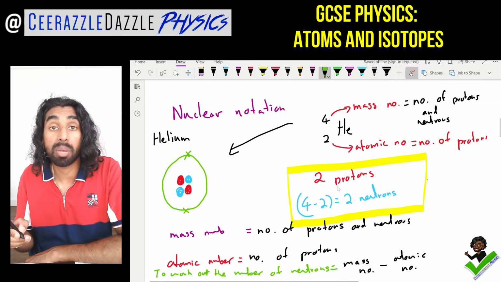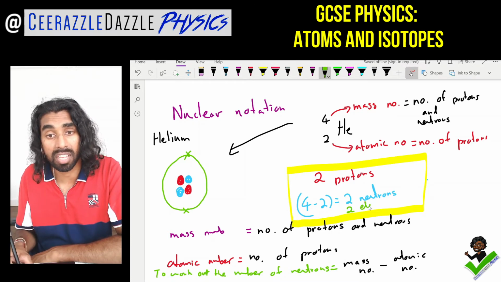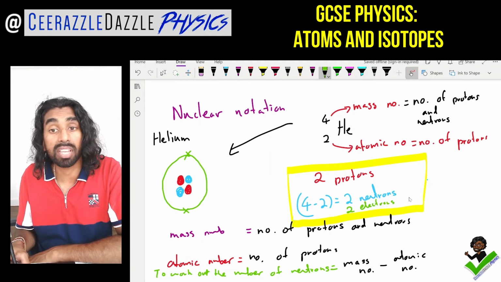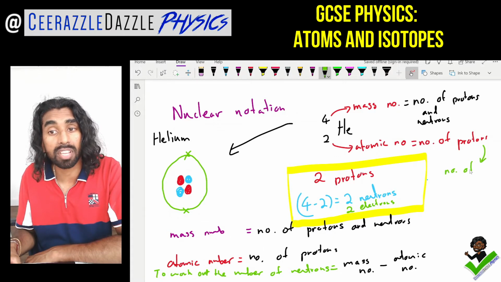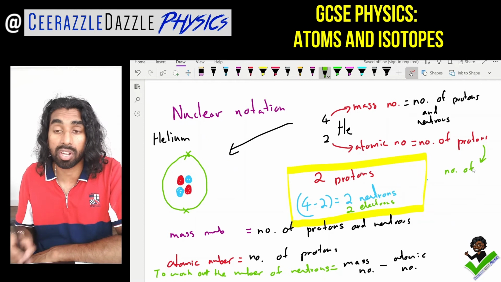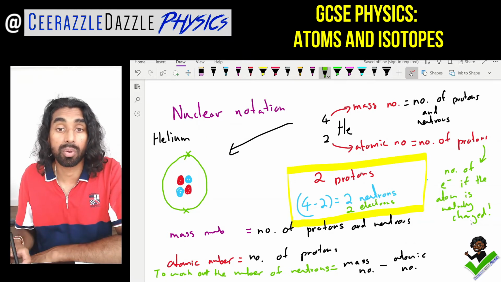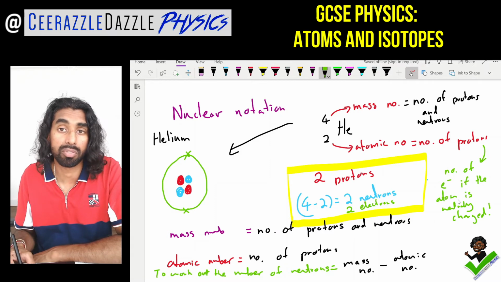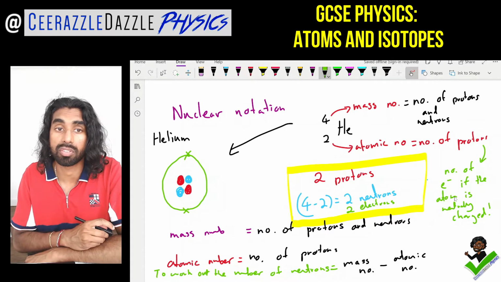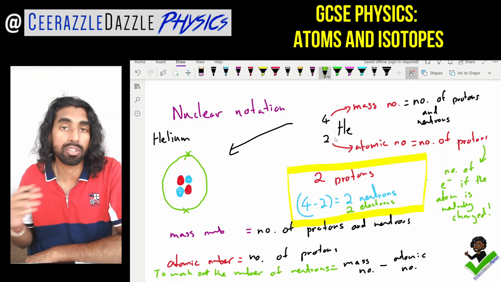Okay, so the next thing you might be asking is, well, how do I know the number of electrons? Well, I know there's 2 electrons here, and the reason why is because usually the atomic number is the number of protons, which is also the number of electrons if the atom is neutrally charged. So I knew there was 2 protons, which therefore means there are also 2 electrons, only if the atom is neutrally charged. Excellent, so now we understand how nuclear notation works with the mass number and an atomic number.